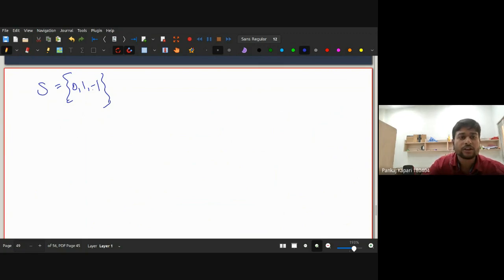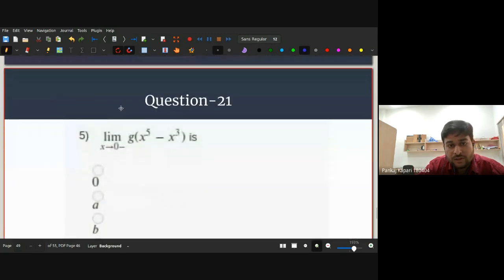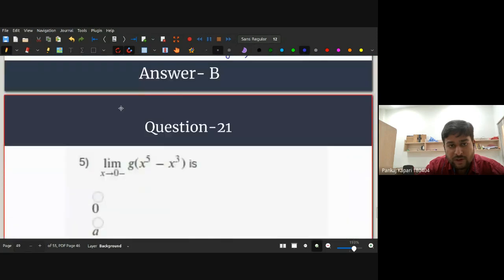Okay, so this is not an interval, this is just a set with three points. Okay, so let's move to the next problem. Again, this is the same kind of problem.